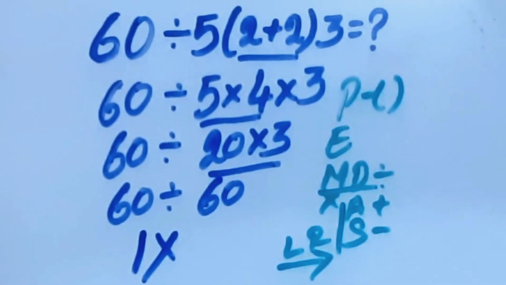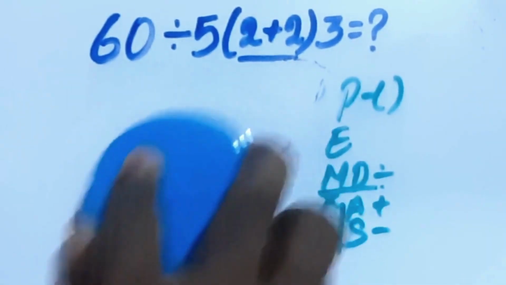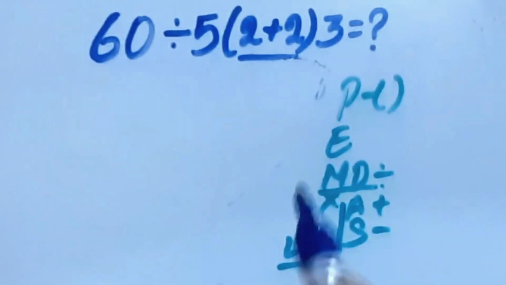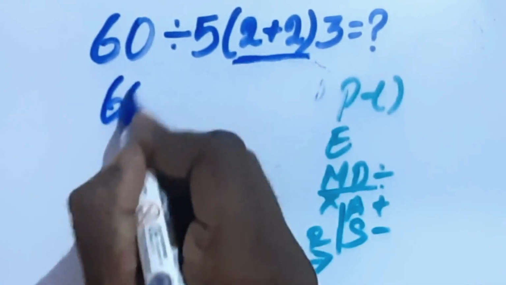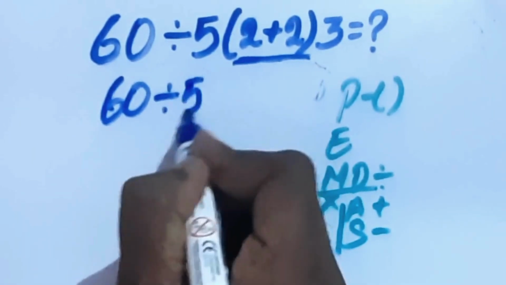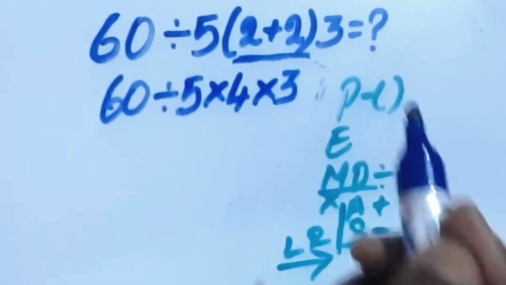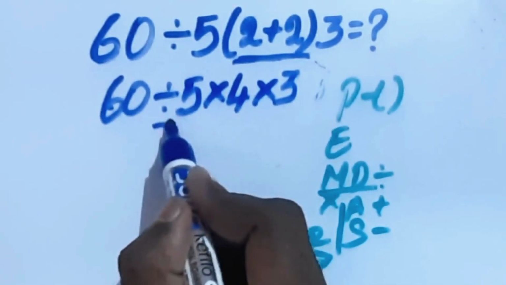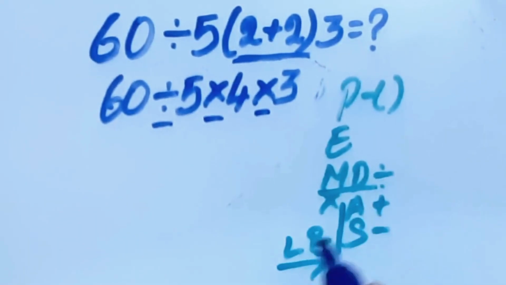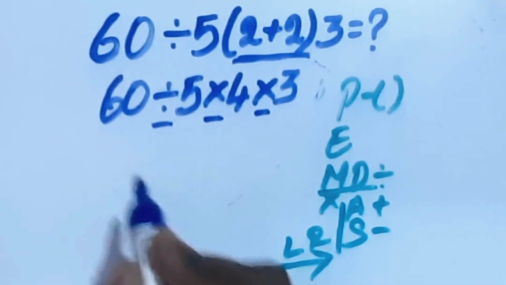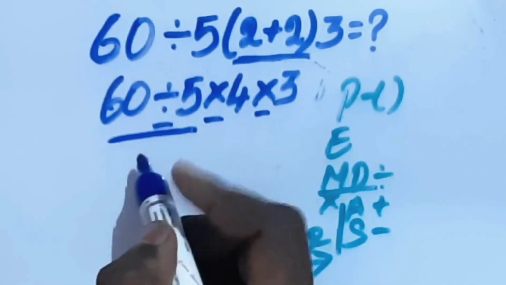Now we are going to do this problem in the correct way by using this order of operations, PEMDAS. As per PEMDAS, we have to do this bracket first. So 60 divided by 5 times 4 times 3. Now this is division, multiplication. All are equal priority. We have to follow this left to right rule. So left to right here is this 60 divided by 5.